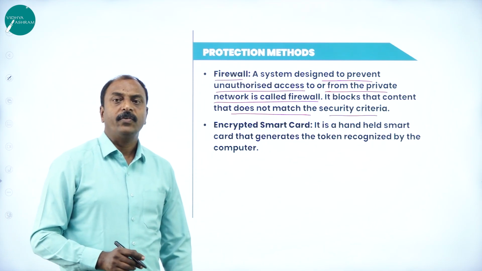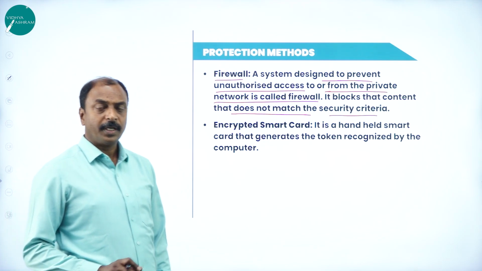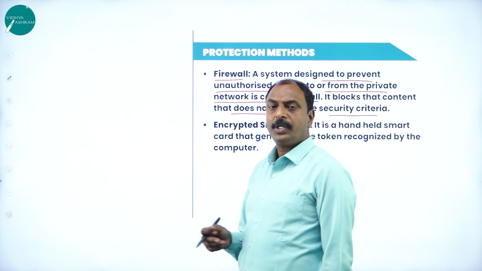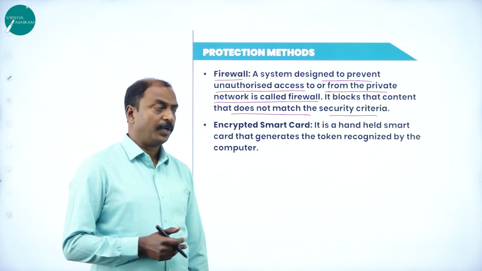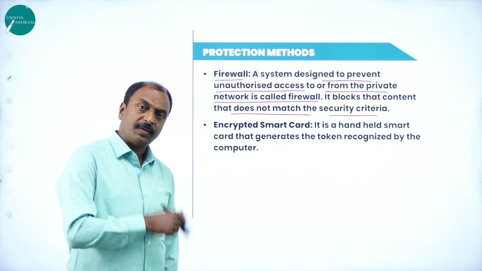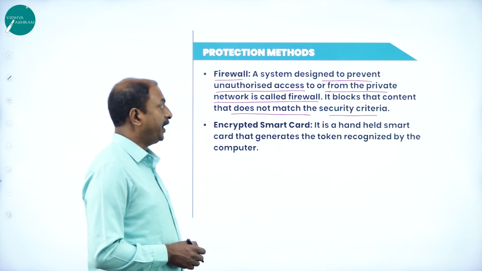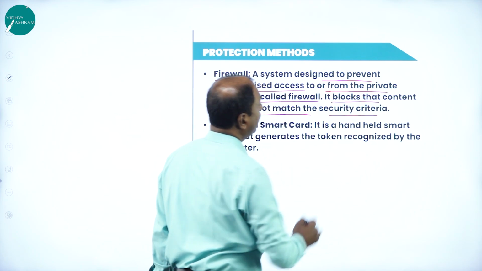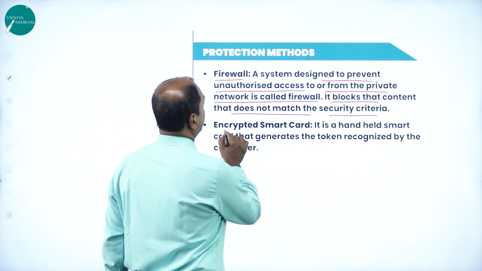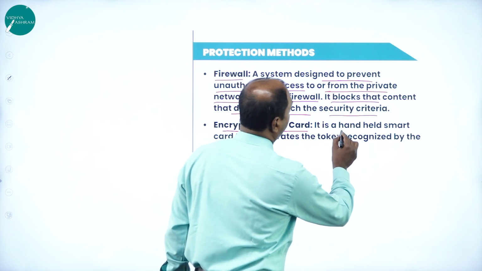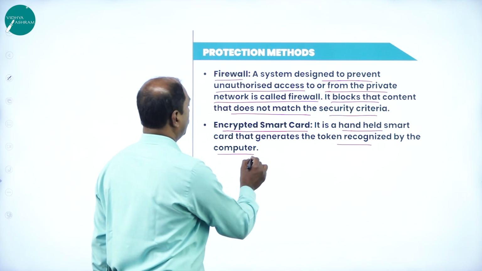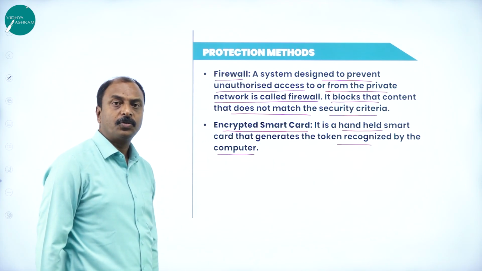So what is a firewall? A firewall is a concept, or it will be installed in one computer in a computer network. What is its function? It checks the incoming and outgoing traffic in a computer network. If anything does not belong to the particular network, that data will be blocked for security reasons. So this is firewall. Next one is the encrypted smart card. It is a handheld smart card that generates a token recognized by the computer. This is another type of protection for your network.